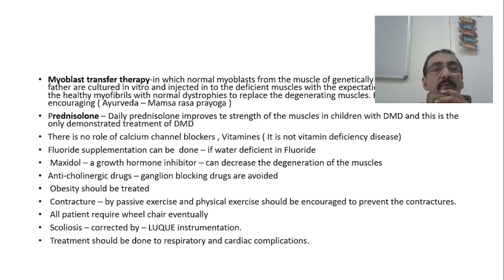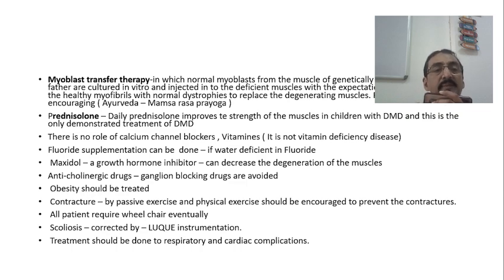Some of the treatment which is available is myoblast transfer therapy, which has been tried, in which normal myoblasts from the muscle of genetically close relatives, usually the father, are cultured in vitro and injected into the deficient muscles with the expectation that they will form healthy myofibrils with normal dystrophin to replace the degenerating muscles. Results are again not encouraging. Even in Ayurveda, we will discuss later, Mamsa Sara Prayoga is advised. This is almost similar to that.